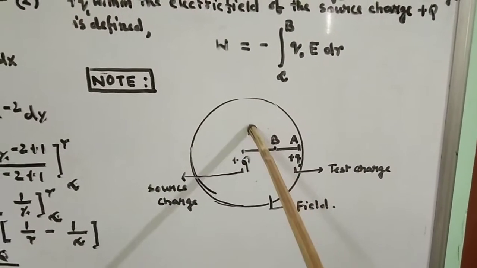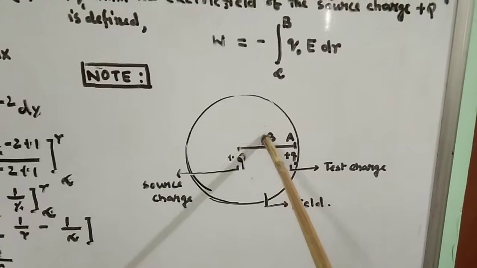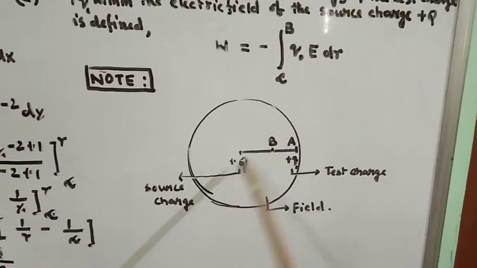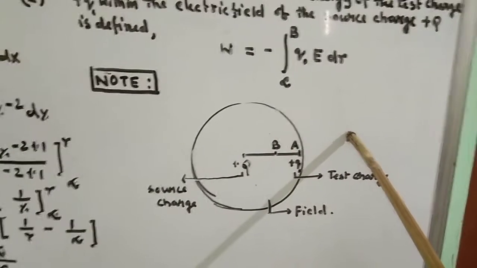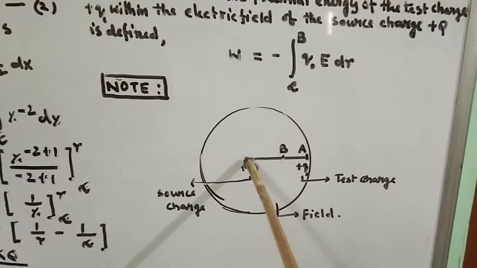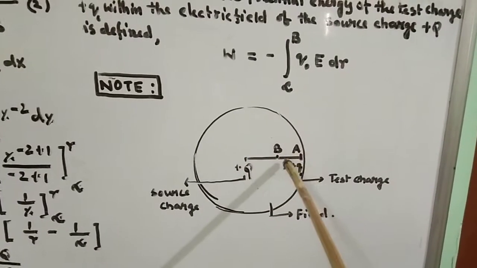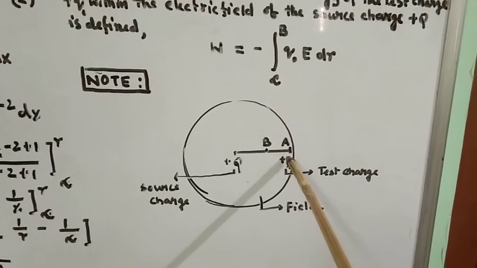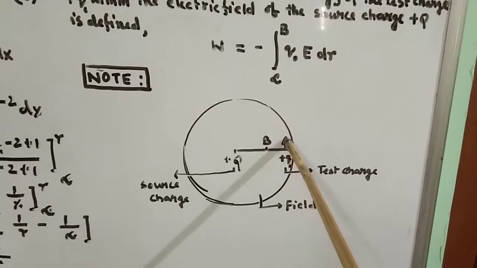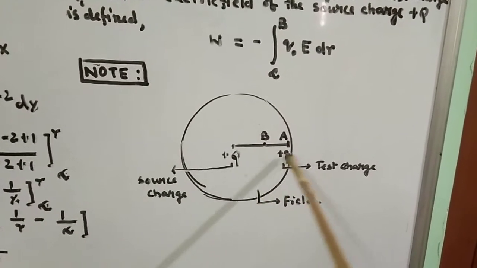Now if you place any charge within this field, what will happen? That charge experiences a force. If we place any charge outside of this field, then no force is experienced by that charge. So here we have considered two points, A and B, well within the field. Now if we place a charge Q naught at A, definitely a repulsive force will be experienced.